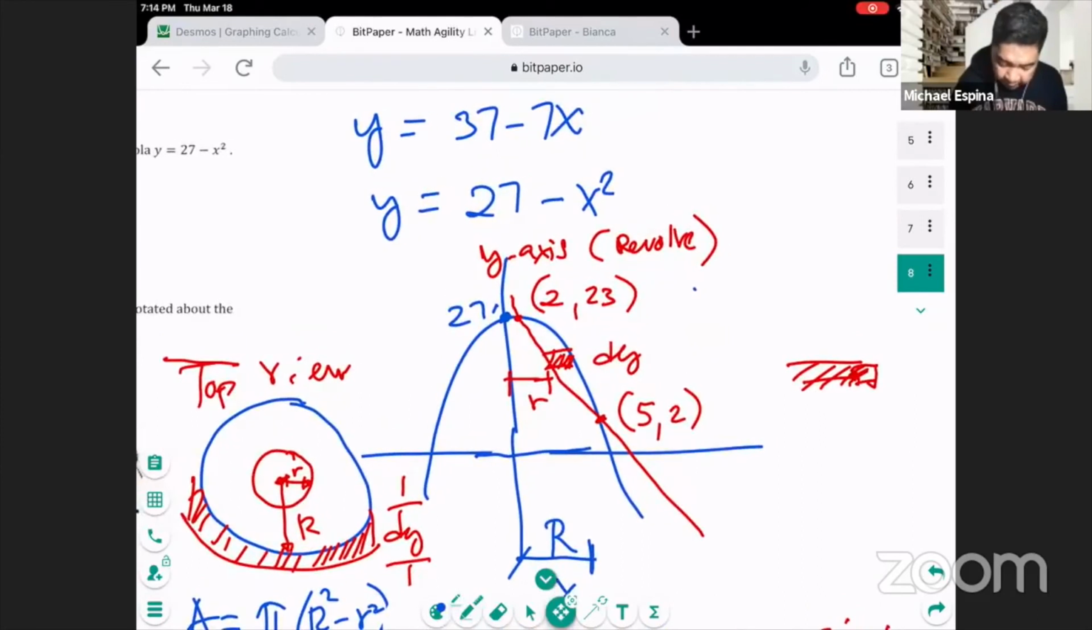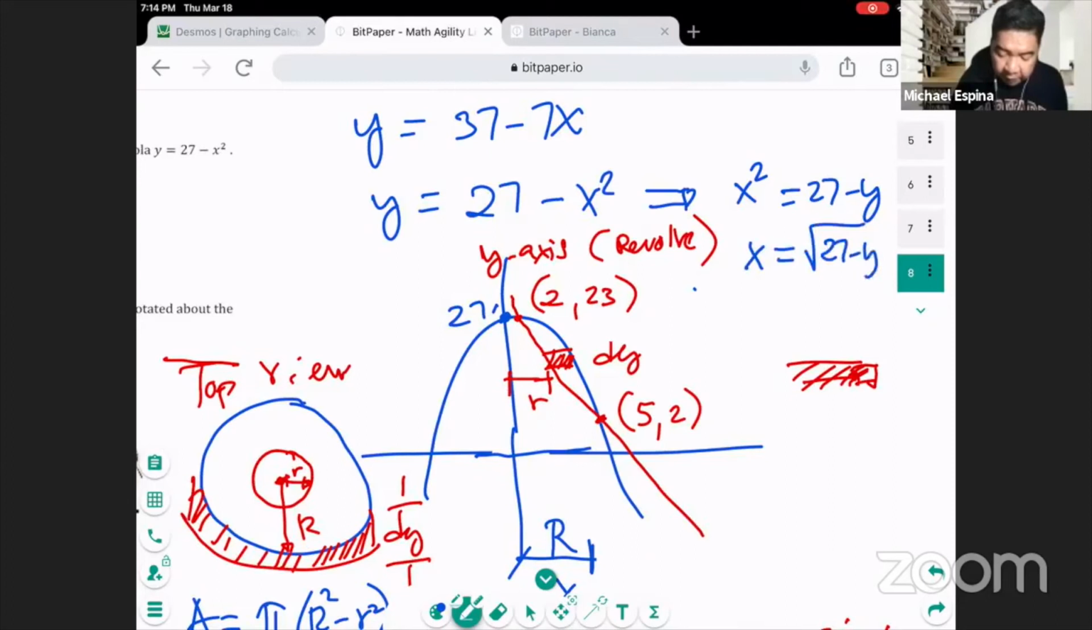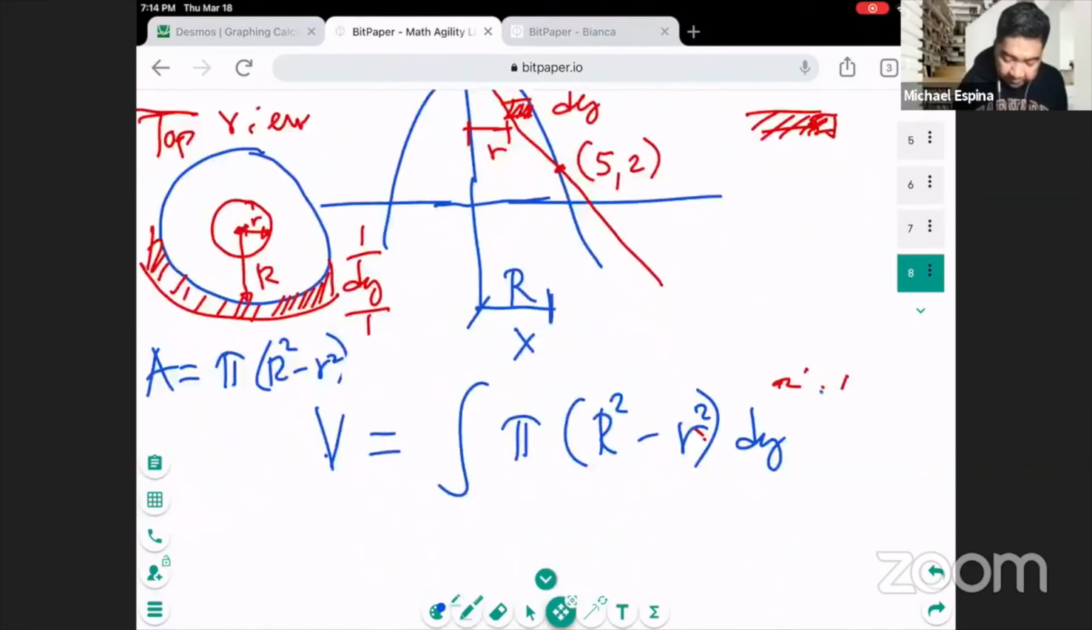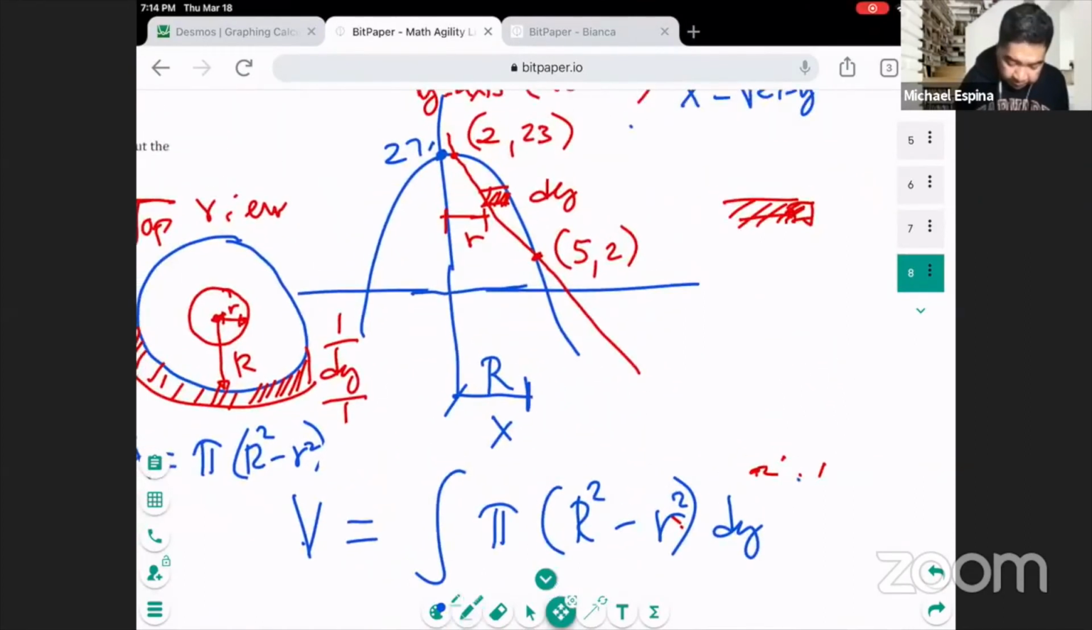So how do we move it here? So x, this could be written as x squared equals 27 minus y, and then x would be the square root of 27 minus y, right? So we have our x for the big R. So this is our big R. So let's write it here. Square root of 27 minus y.